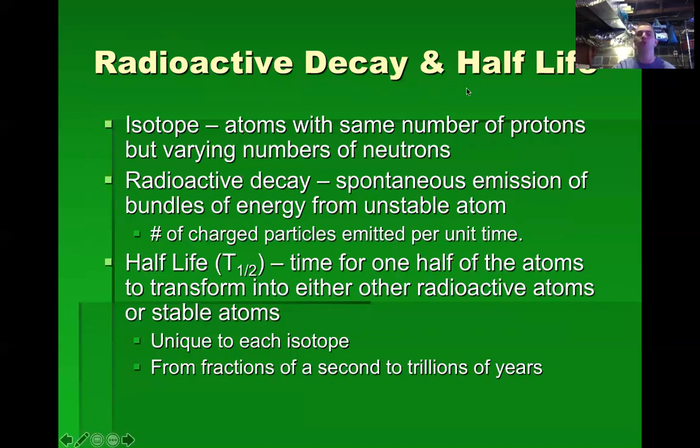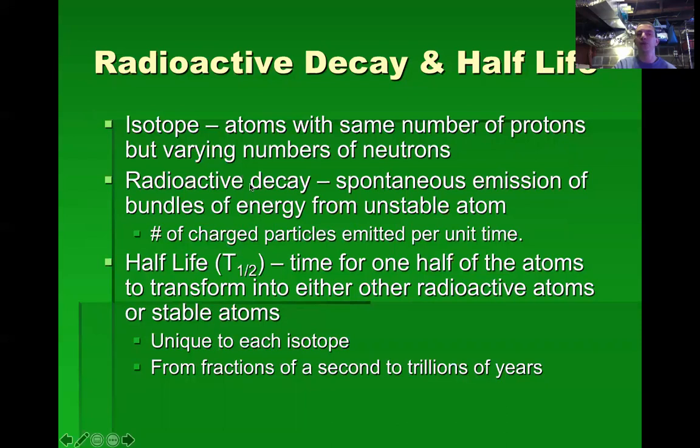Varying isotopes. Every element on the periodic table has some radioactive isotope. There's a few of them that don't, for the most part. Most of them have lots of radioactive isotopes. Only a certain number are used in the medical field just because of their half-life, because of their decay characteristics.